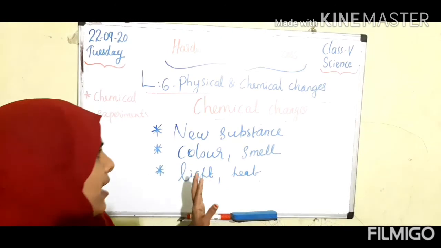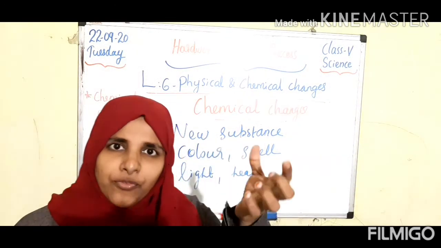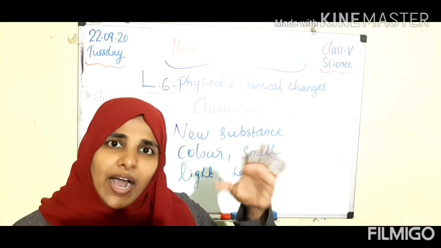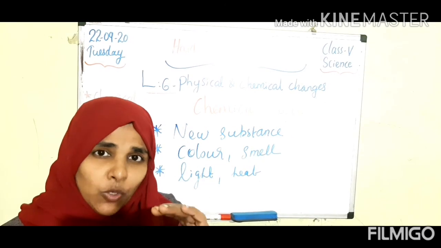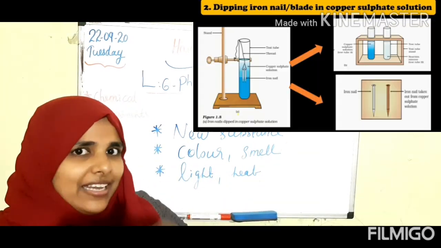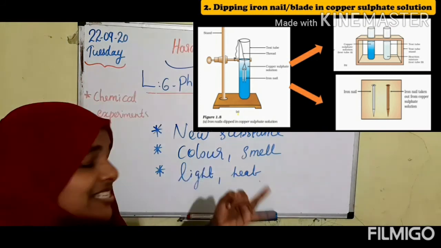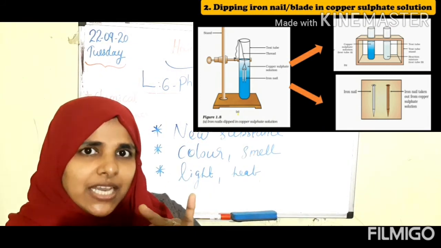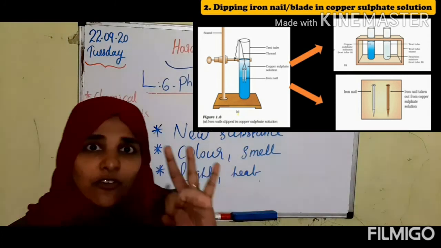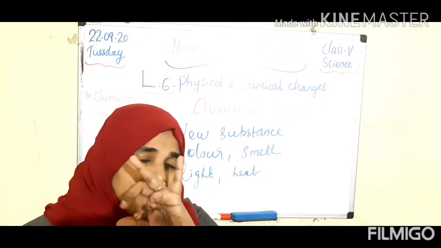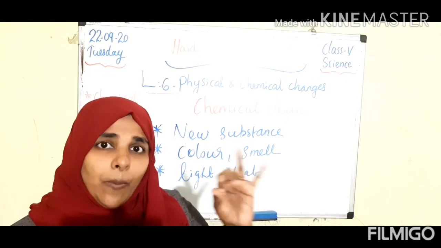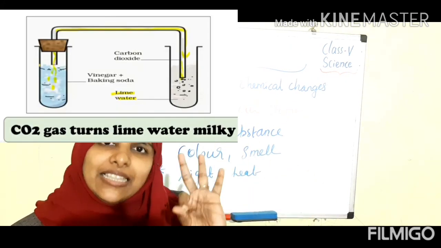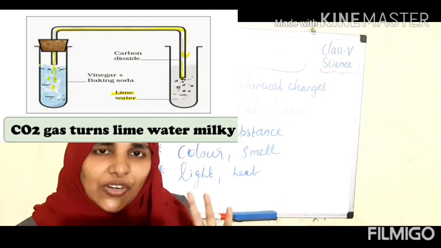Are you all clear? We observed that the color of copper sulfate changed into iron sulfate, like that blue color changed into green color, right? And light is produced when magnesium burns, is it? Another experiment we also checked, where the color of lime water changed into milky color, right? That is also a chemical change, right children?